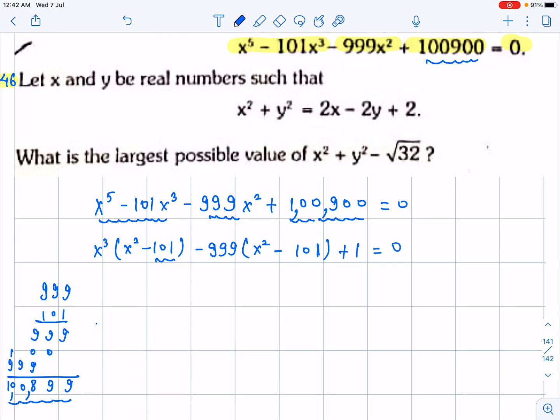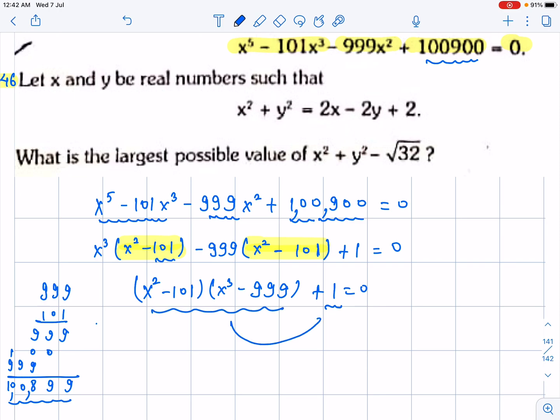Now what can I get as a common factor over here? This thing can be achieved by me as a common factor over here. So we'll be going to write it like x square minus 101 multiplied by x cube minus 999 plus 1 is equal to 0. So guys, if it is plus 1, here I should get minus 1, because minus 1 plus 1 will make what? 0. So if I have to achieve minus 1 over here, what should I write?